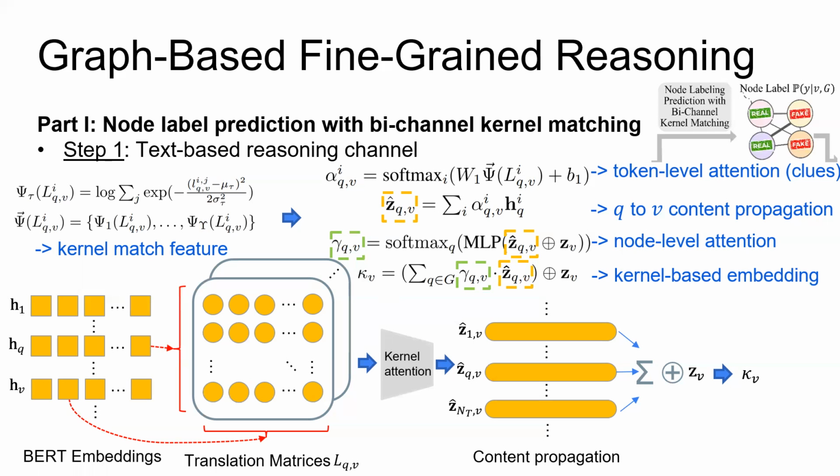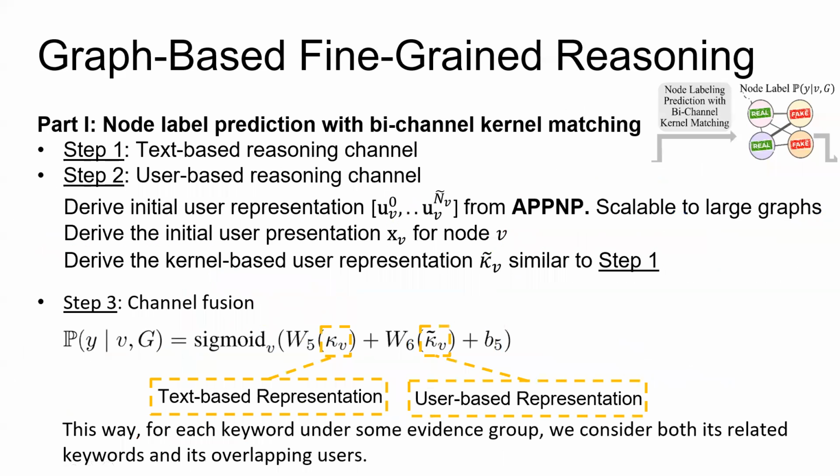From the formula, you can see how the attentions are calculated. The alpha QV of I computes the importance of a token to a new evidence node, and the gamma Q and V computes how important the information from Q is to the content, to the information of V.